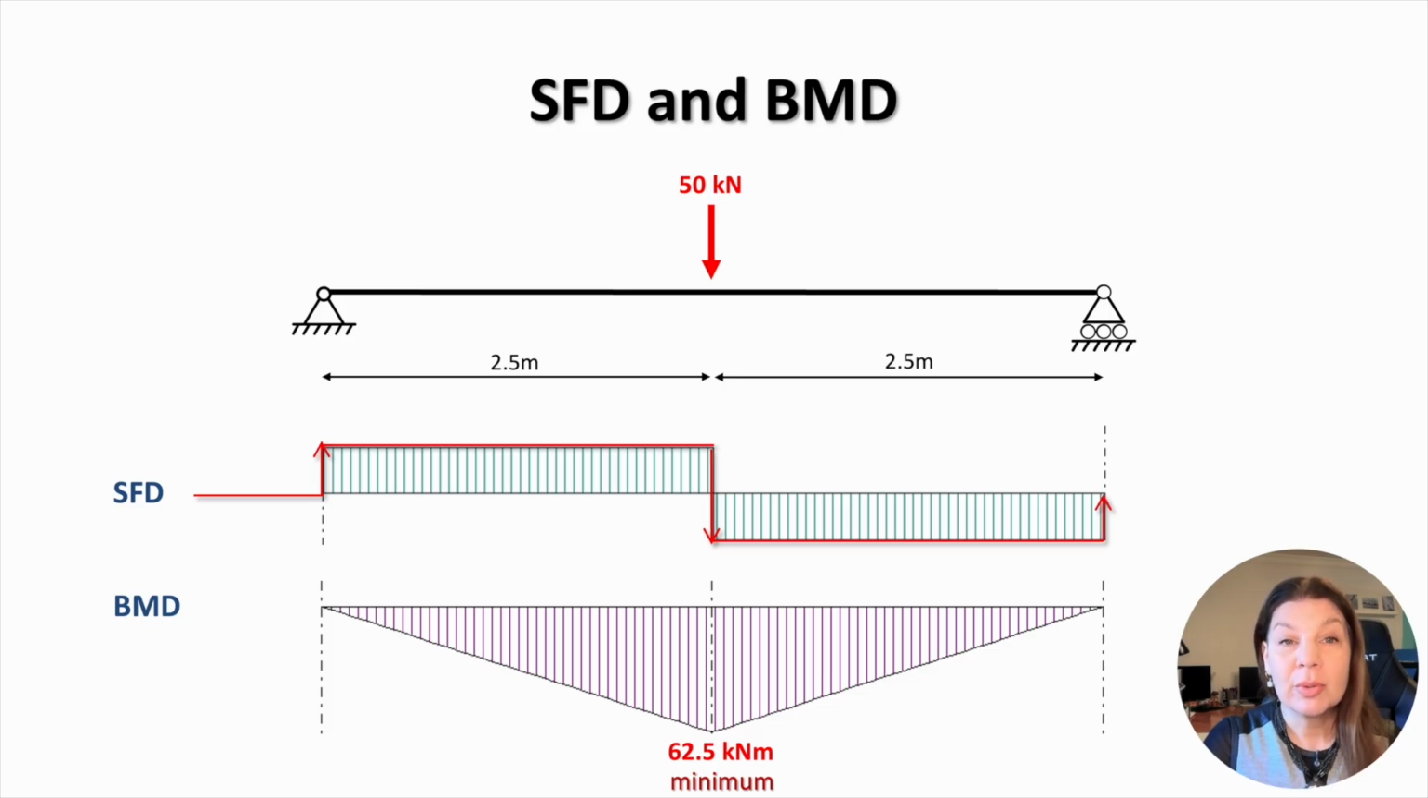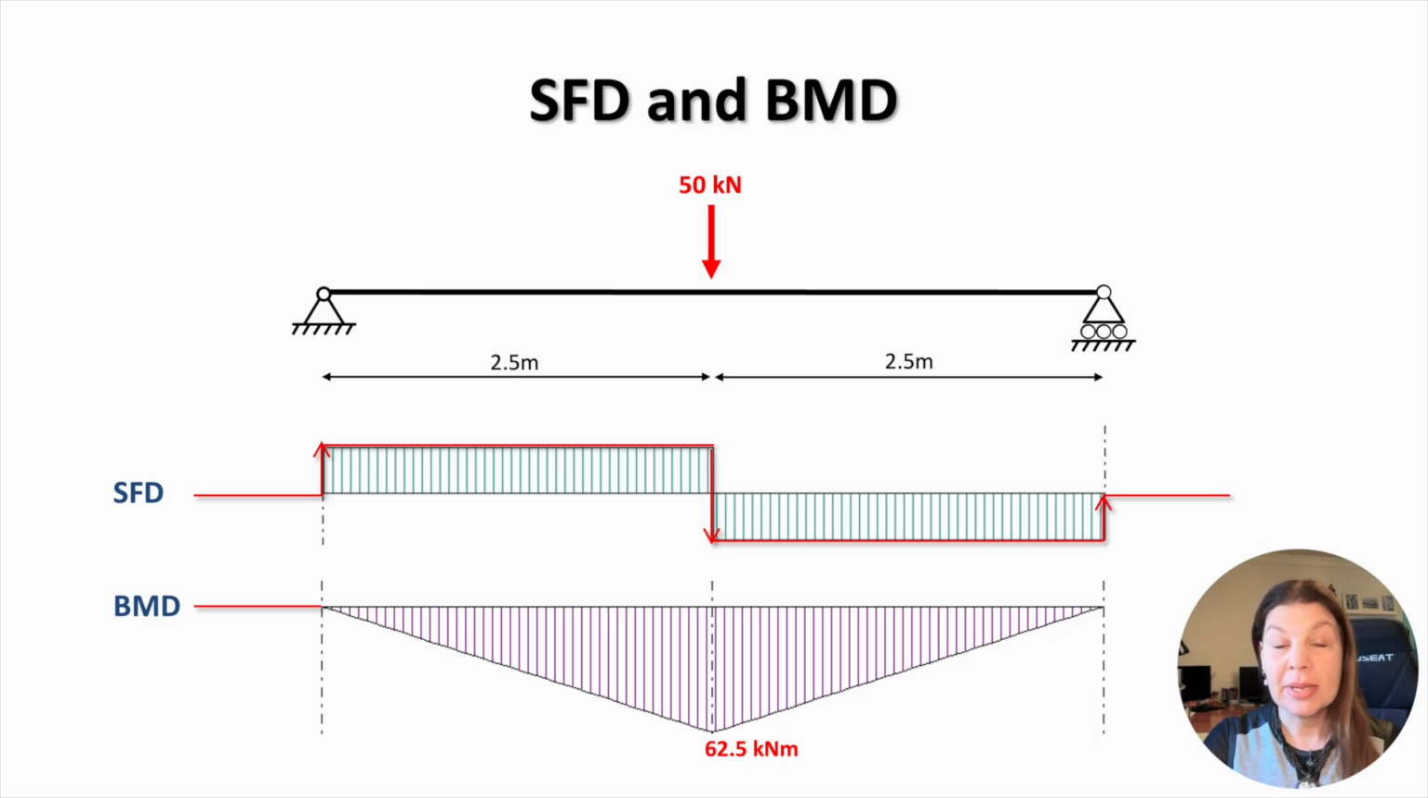The reaction force of 25 kilonewtons at the right support lifts the diagram from the level of minus 25 to 0. And on the right hand of the beam, the shear force diagram continues at 0. Let's now discuss the bending moment diagram. This diagram also starts on the left of the beam at zero level. At the left support, the reaction force makes the diagram change direction. Since the reaction force acts upwards, the change in direction occurs clockwise.